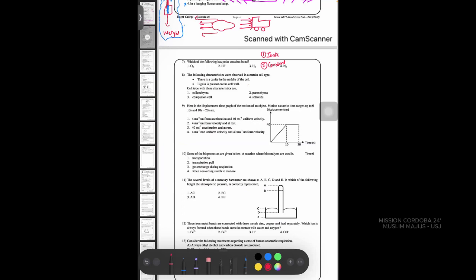So when does a bond become polar? When we have two different atoms, let's say A and B, in a covalent bond, then we get a polar bond. When the two atoms are the same, we get a non-polar bond. Oxygen, same, so it is a non-polar bond. HF is a polar bond.